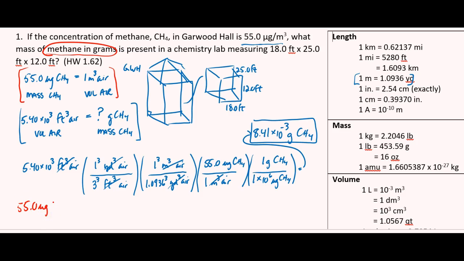For every 55 micrograms of methane, there's 1 cubic meter of air. And why do they decide to begin here? Because they know that their final answer has to be mass of methane, and mass of methane is in the numerator. So then they might say, well, I want the mass of methane in grams. My conversion factor had it in micrograms. So they'll do that conversion.